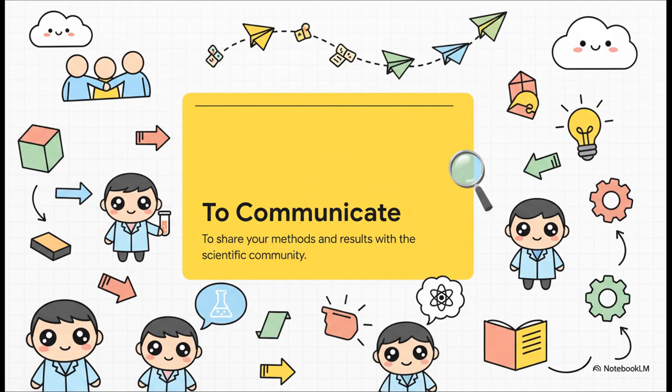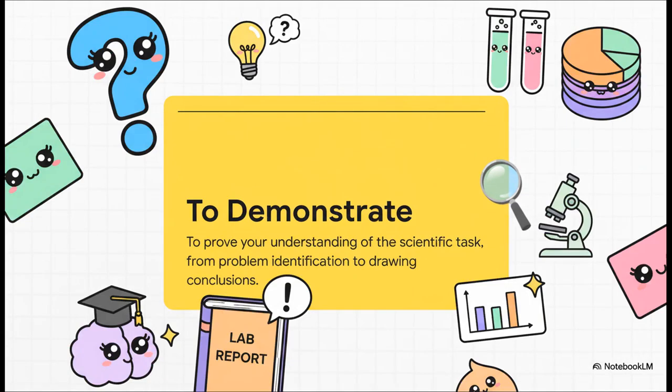Second, it has to communicate. Science is really a team sport. And your report is the way you let other people learn from, check, and even build on the work you've done. And finally, its job is to demonstrate your understanding. A really well-written lab report is proof that you've got a handle on the entire scientific process, from coming up with the initial question all the way to the final conclusion.